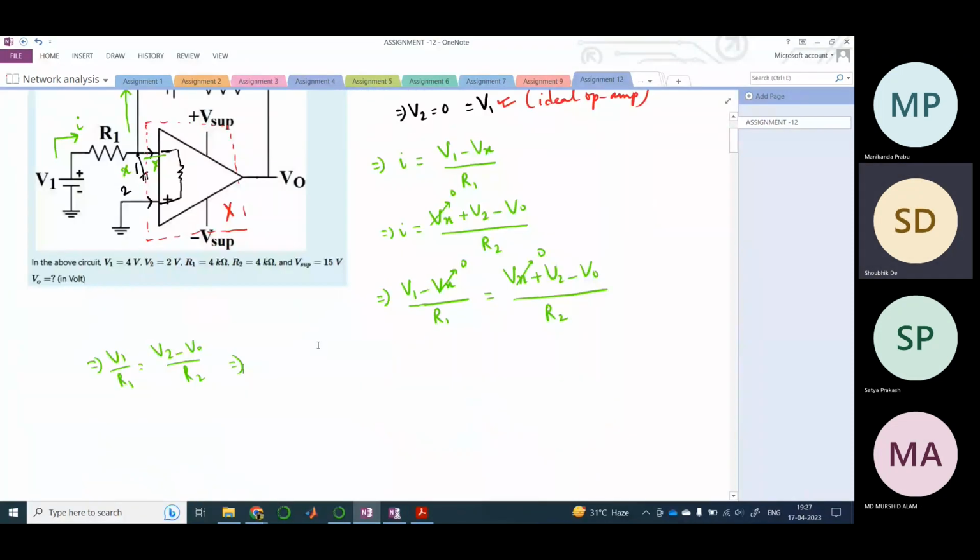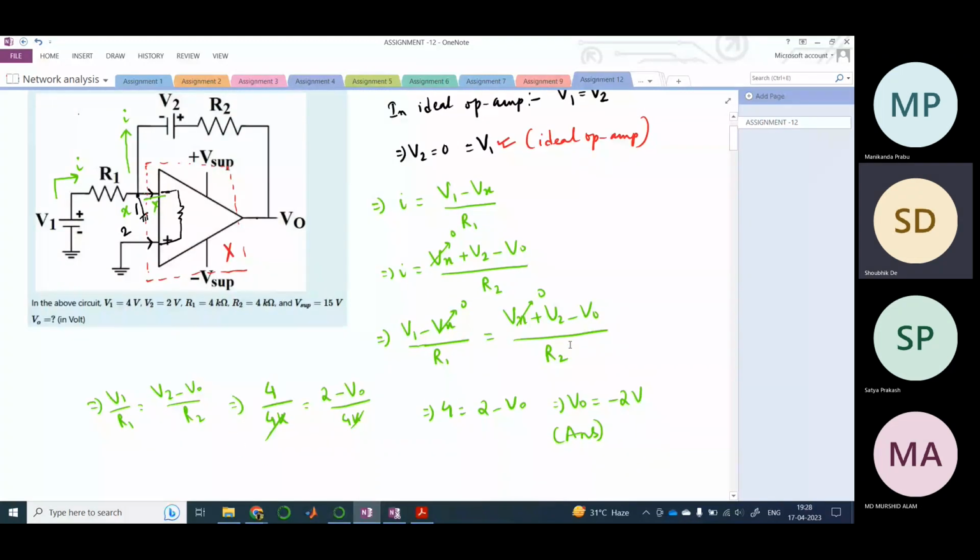So your V1 was 4, this is 4k R1, your V2 is 2 volts, and V0 we need to find out, and R2 is also 4k. Therefore this becomes 2 minus V0. Therefore V0 becomes minus 2 volts. So this is your answer.